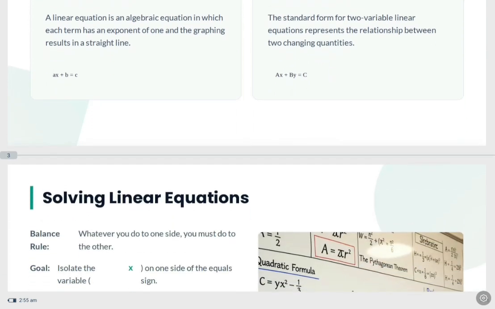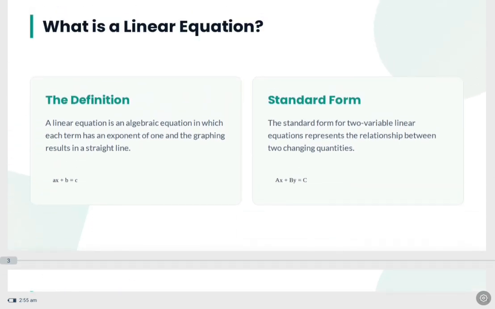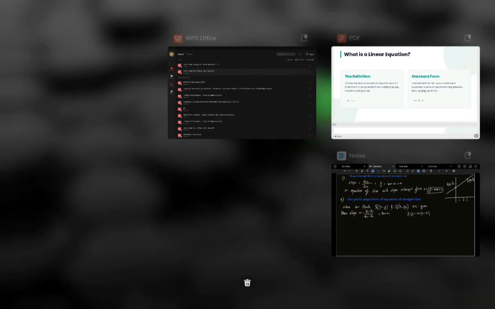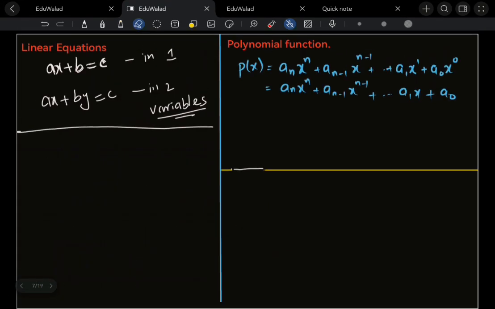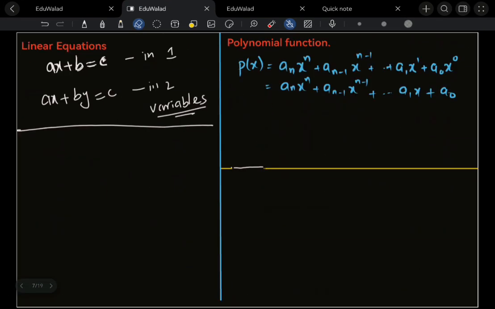Let's learn, before solving these equations, how we get these linear equations from a polynomial function. This is a polynomial function. P of x is equal to a sub n x raised to power n, plus a sub n minus 1 x raised to power n minus 1, and so on, plus a sub 1 x raised to power 1, plus a sub naught x raised to power naught.